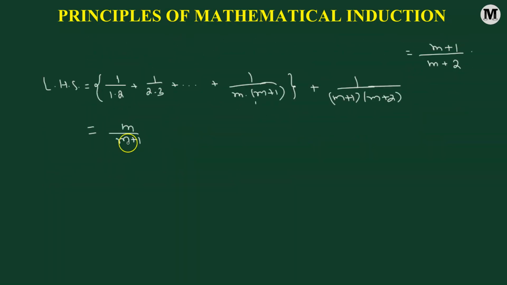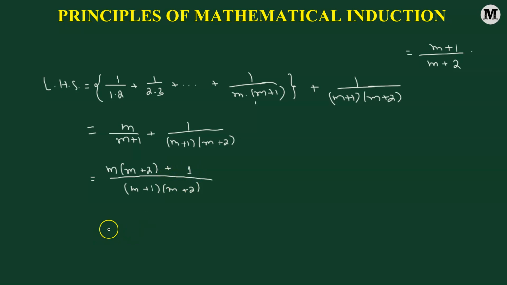Okay, now we're going to combine m over m plus 1 with 1 over m plus 1 multiplied by m plus 2. So this is going to be equal to, with a common denominator of m plus 1 multiplied by m plus 2, in the numerator m multiplied by m plus 2, added to 1. Now we have m squared plus 2m added to 1 in the numerator, divided by m plus 1 multiplied by m plus 2.